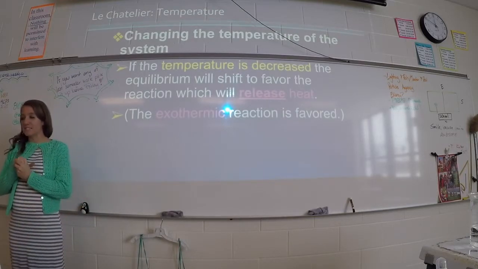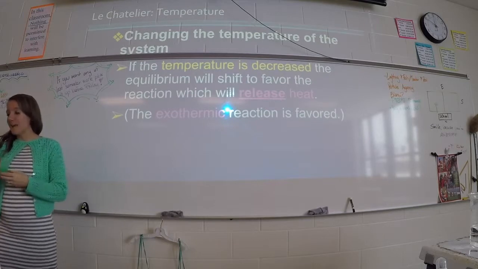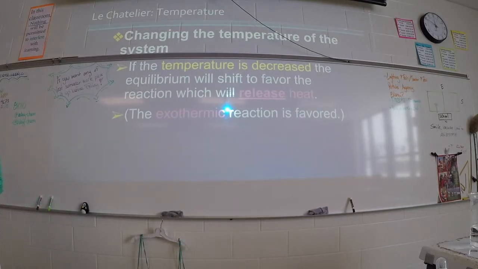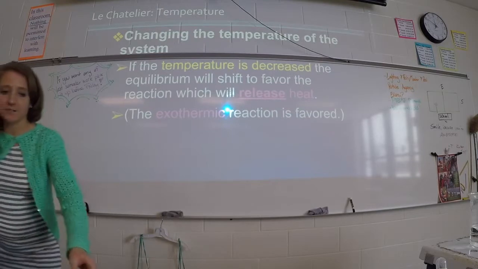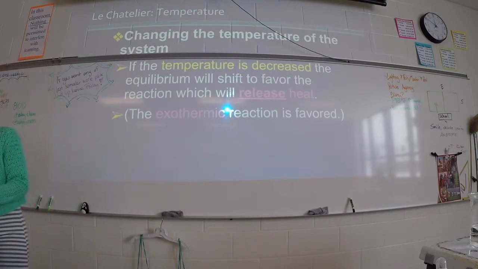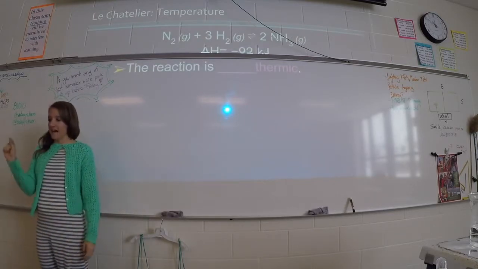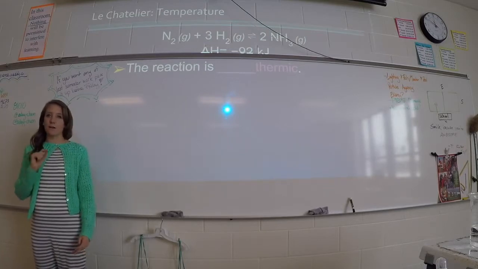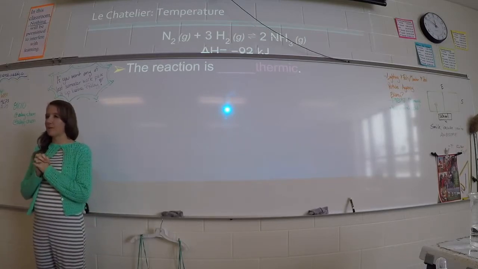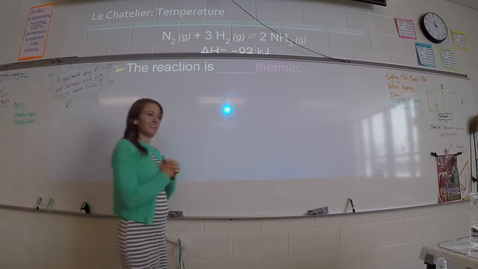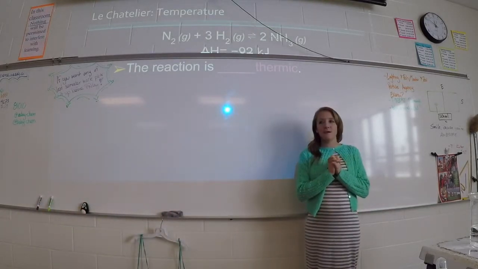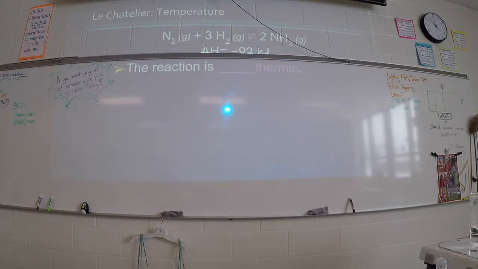So if the temperature is decreased, then the reaction will shift in favor of the reaction that will release the heat, and an exothermic reaction is favored. All right, so don't say it out loud, but for this example, fill in that blank. Is this an exo or an endo reaction? This is something you should be able to do for the test. How do you release negative heat?